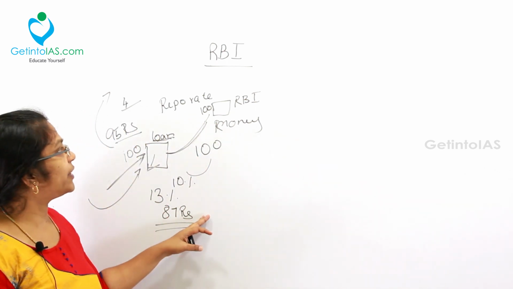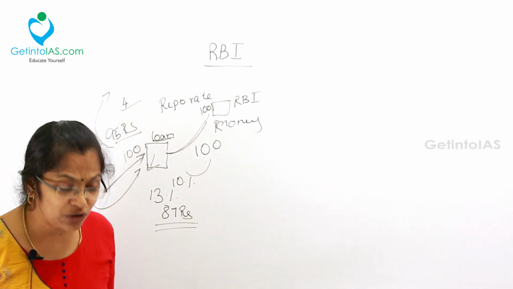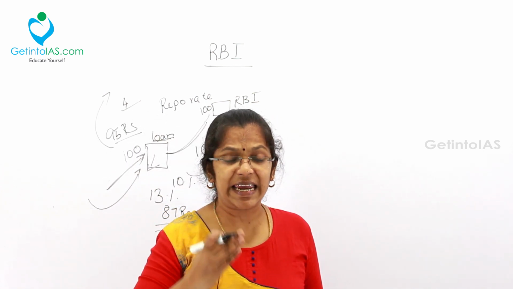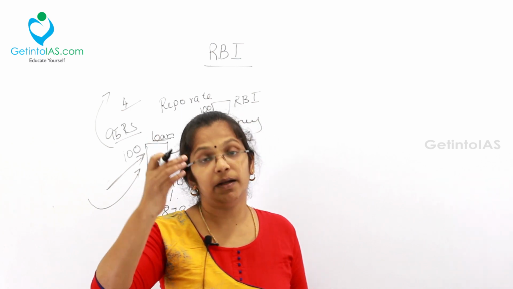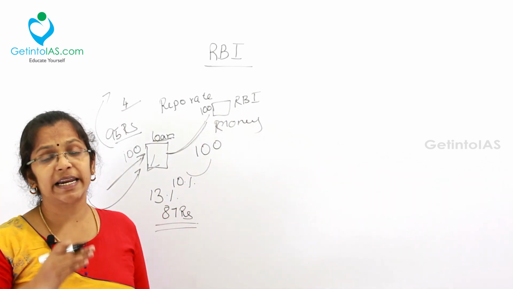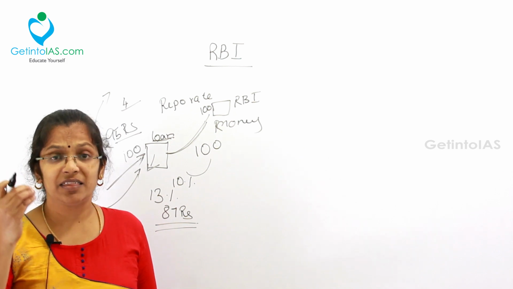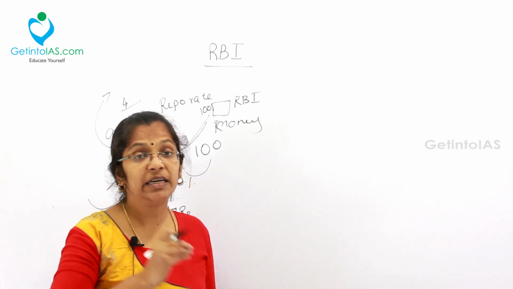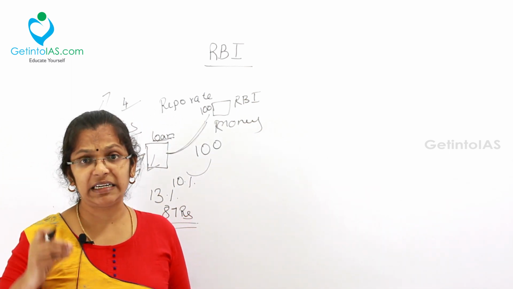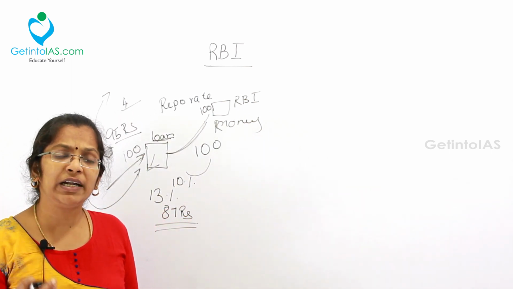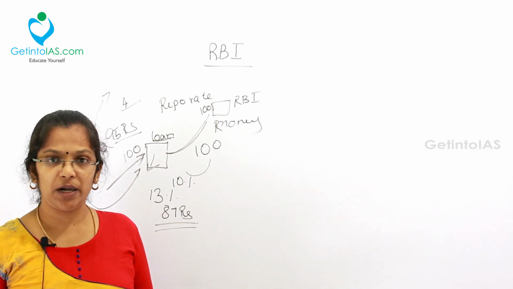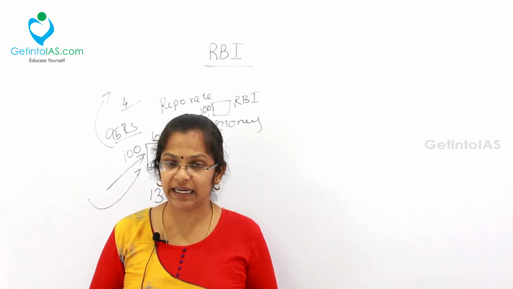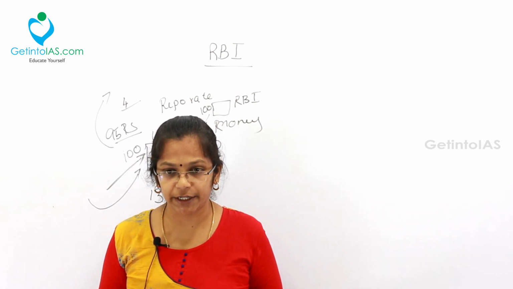So this repo rate controls the money supply with the public by increasing its rate. It means when the repo rate is increased, the rate at which the borrower buys the money is increased. So only true players will borrow the money from the bank. In that way, the money supply with the public will be reduced.